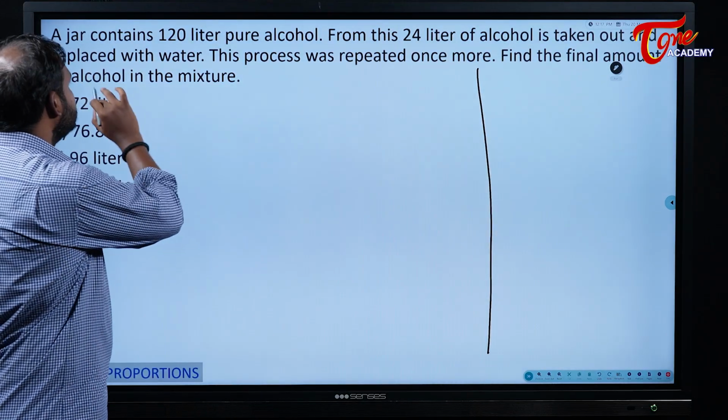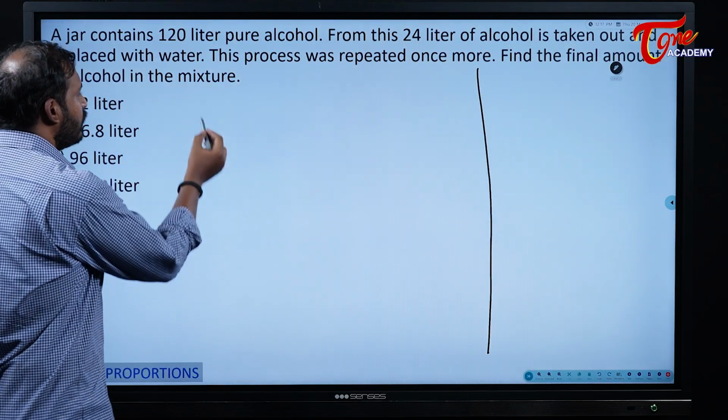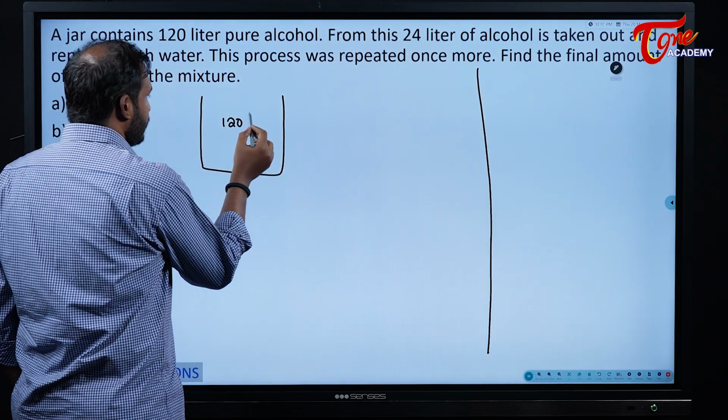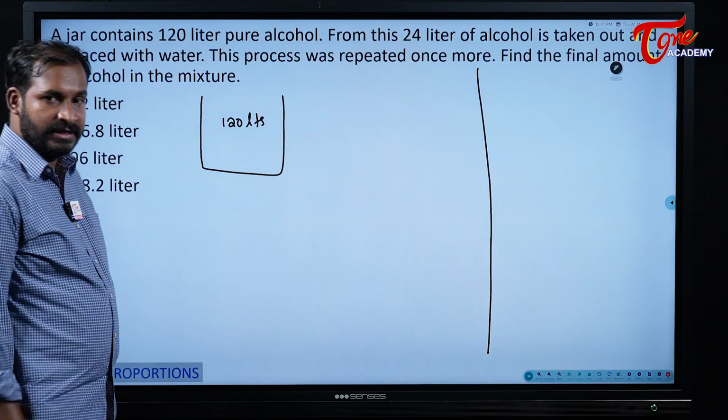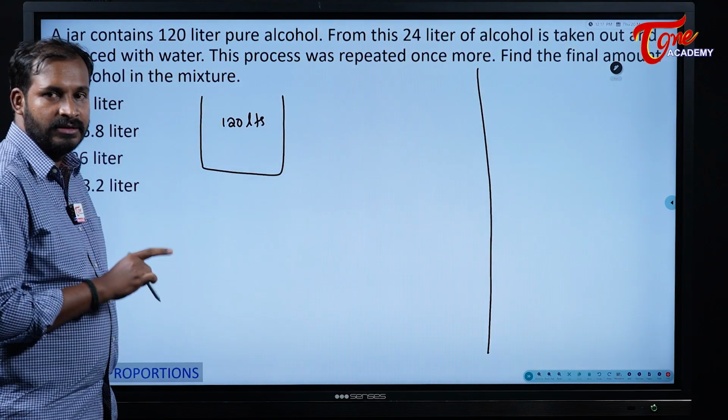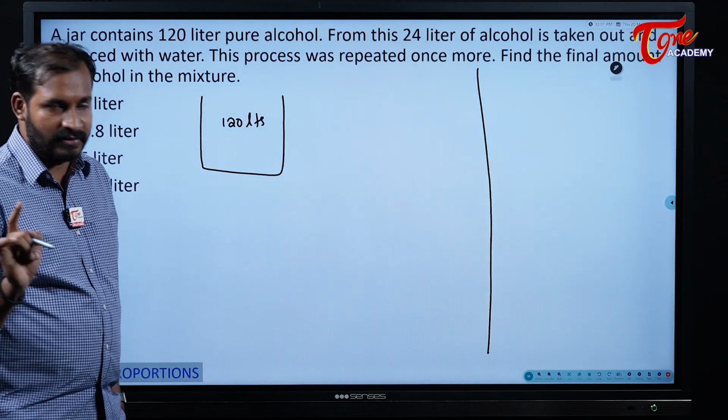Now, a jar contains 120 liters of pure alcohol. So initially the jar contains 120 liters. You should know the traditional method also. The reason is, I will tell you later. You should know both the traditional and the formula one.